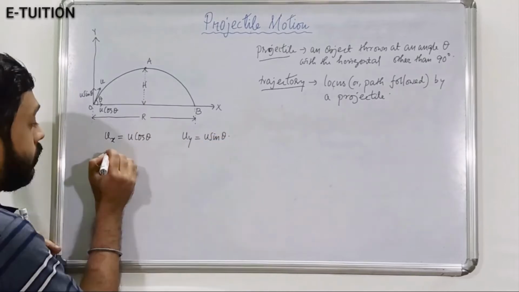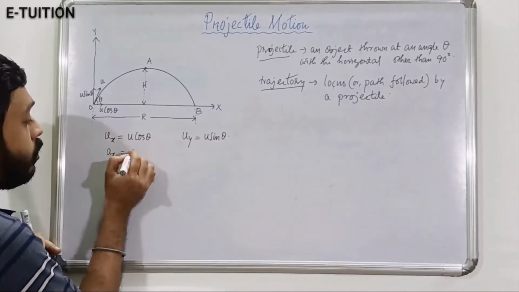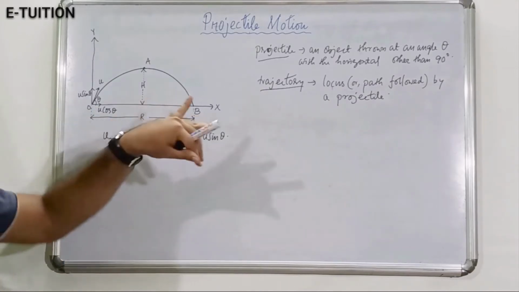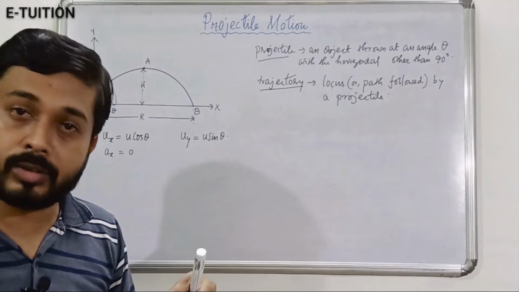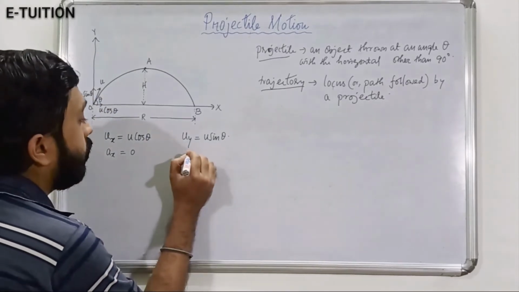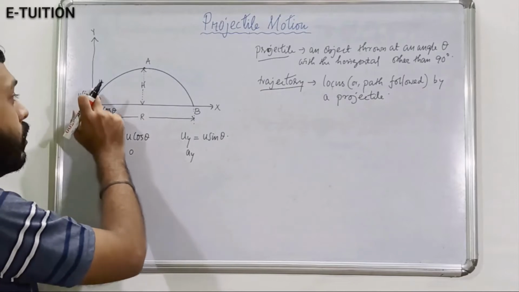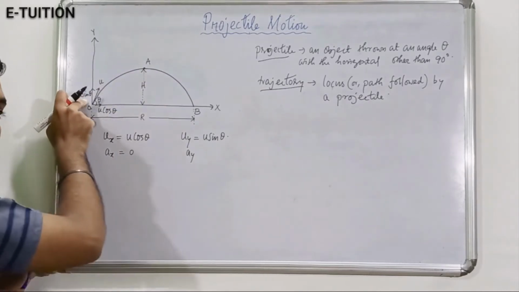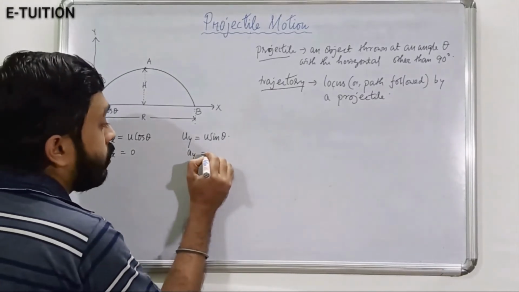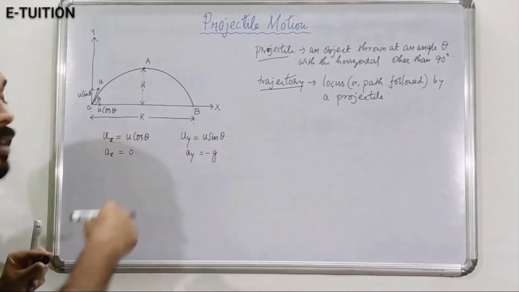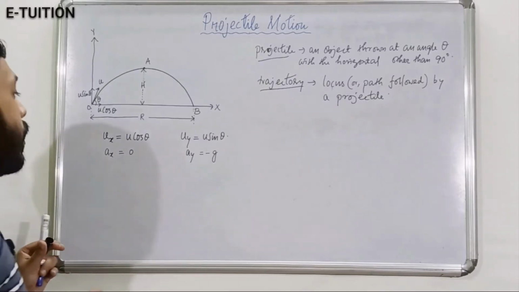All right, acceleration along the horizontal axis is 0. I told you already, there is no such acceleration acting along the x-axis. The only acceleration acting on the projectile is acceleration due to gravity, so that is ay. In the positive y direction, the motion is taking place, or the component we have taken of the initial velocity, so ay is going to be minus g, because g acts vertically downwards, so in the upward direction it's going to be minus g. All right, so that's it.